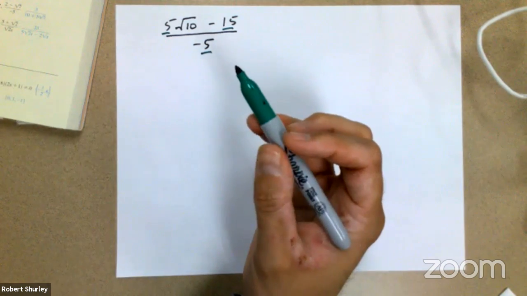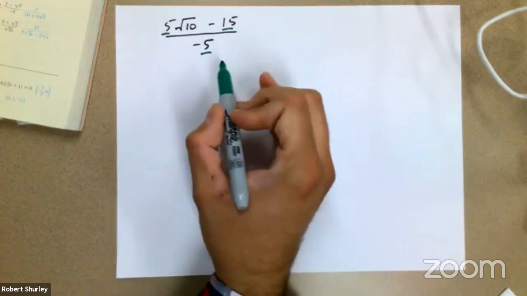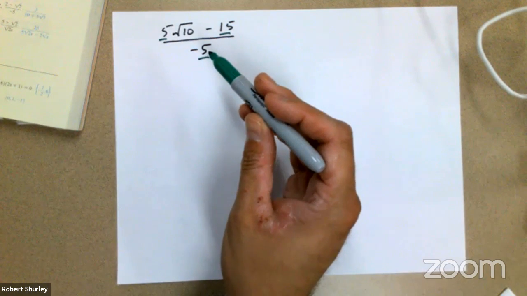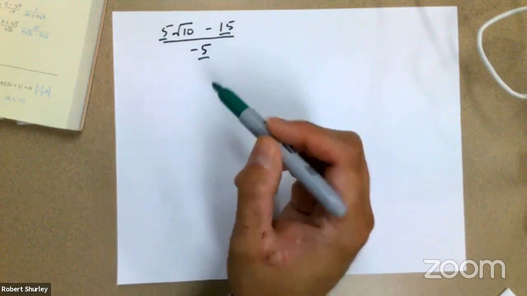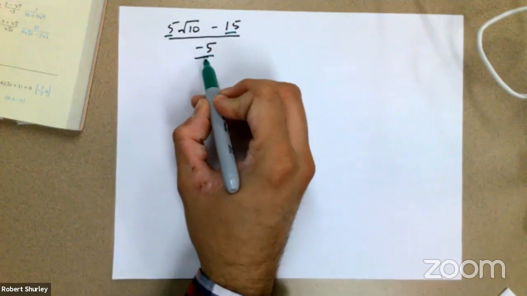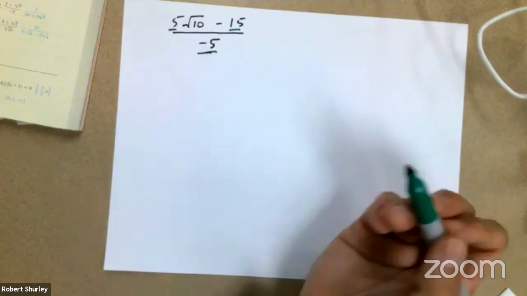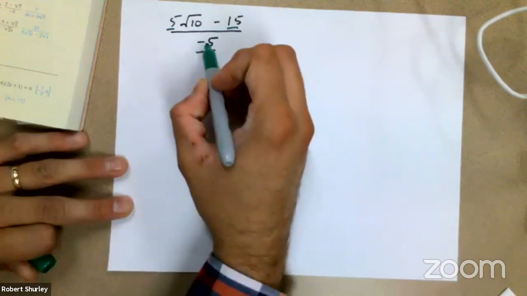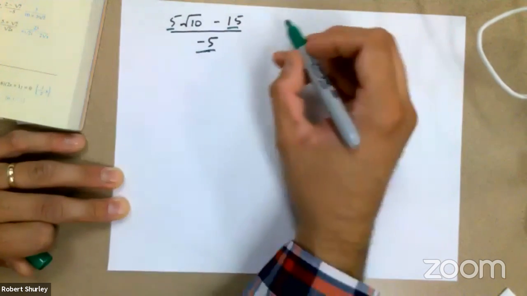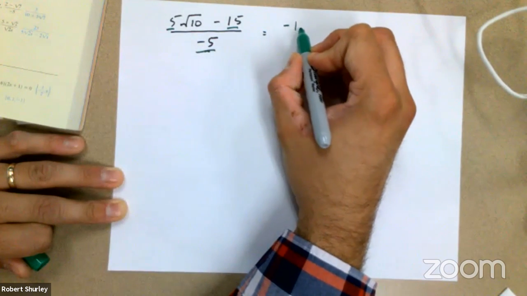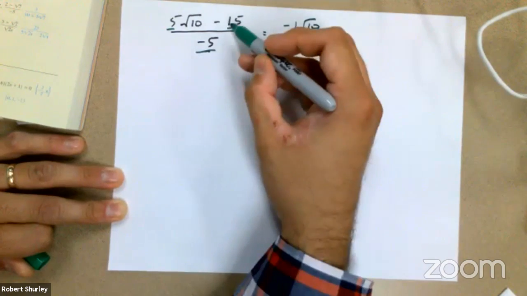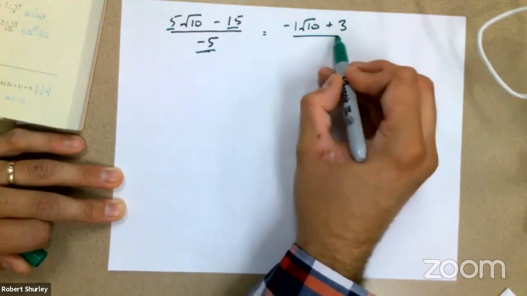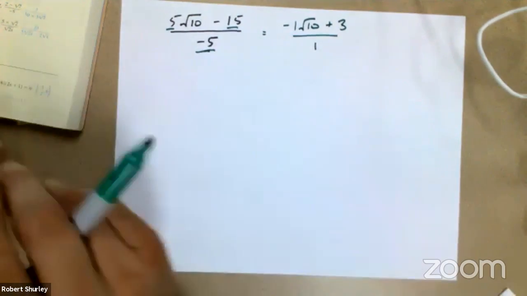Now, if we do just 5, that's fine. Notice it'll leave us with a -1 in the denominator. So instead of dividing by just 5, I'm going to divide by the -5 down here. So it makes the denominator 1. And we're not doing anything wrong doing it that way. So I'm going to divide everything by -5. So 5 divided by -5 would be a -1 square root of 10. -15 divided by -5 would be a +3. And on the bottom, we'd have a +1 now.